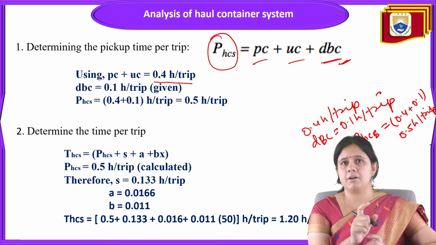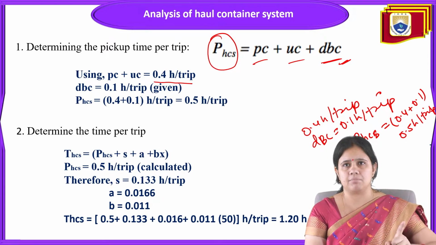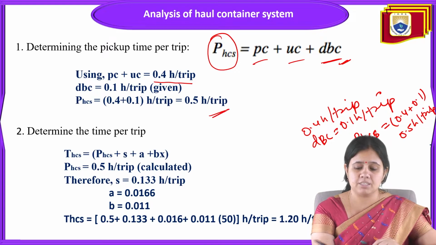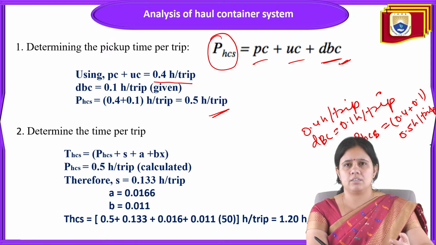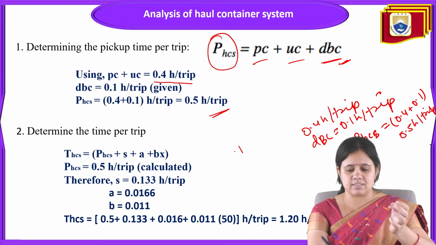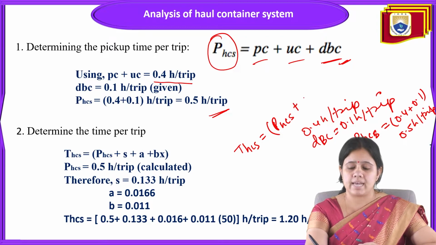First, we'll calculate the pickup time only. As I have already said, four operations are involved. First is the pickup. So 0.4 hours per trip means that while picking up the waste, about half an hour will be taken in each trip. And next, we have to determine the time per trip, so we have to calculate the total time involved for each trip. So THCS is equal to PHCS plus S plus A plus BX.